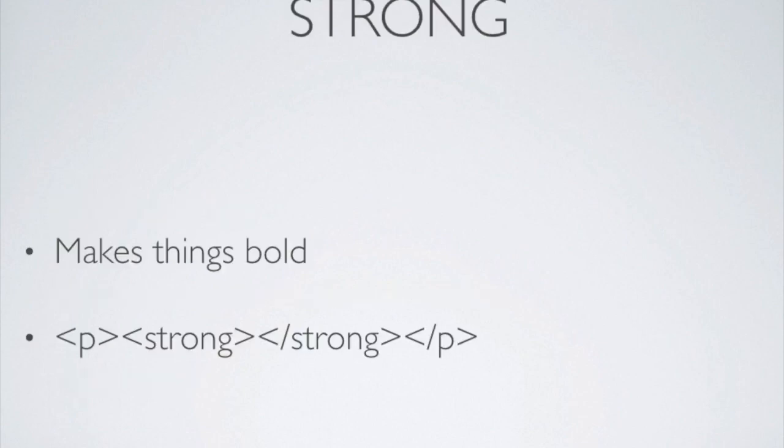Next, the strong tag. The strong tag makes things bold. It goes inside the paragraph tag, which we just talked about, and its syntax is open angle bracket strong close angle bracket, and then the same thing but with the closing /.